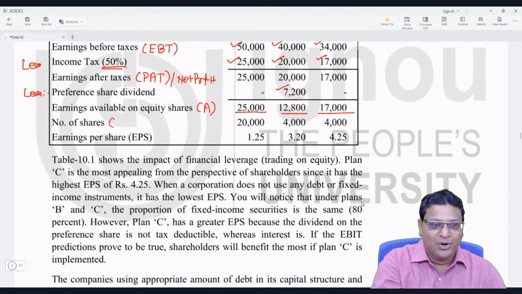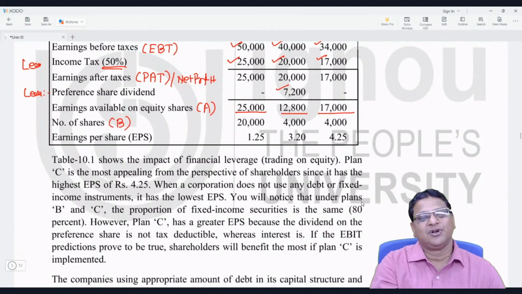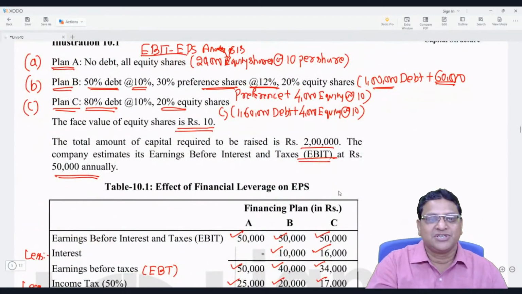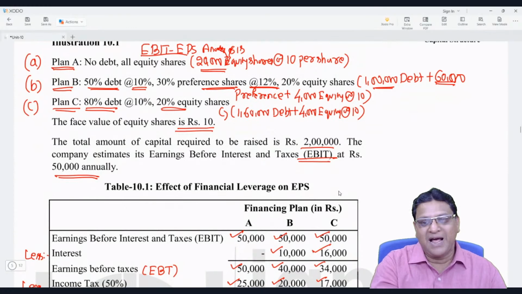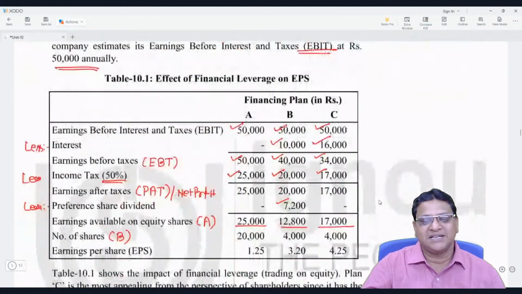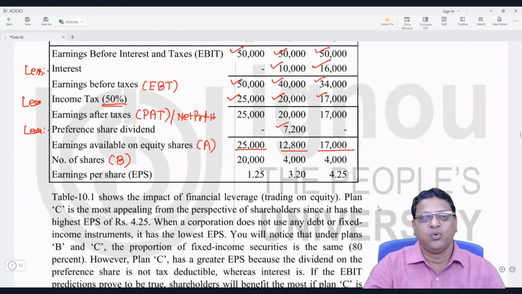Next, we have to find out number of equity shares. Number of equity shares we have to find out in different plans. In first plan, what is the number of equity shares? Just look at plan A, 20,000 equity shares of 10 each. In plan B, what is the number of equity shares? Number of equity shares is 4,000 equity shares of 10 each. And in plan C, it is 4,000 equity shares of 10 each. So what is the number of equity shares? Plan A 20,000, plan B 4,000, plan C 4,000. This is B.